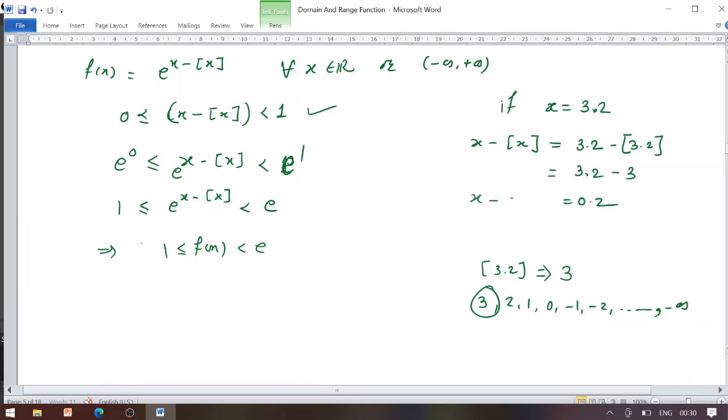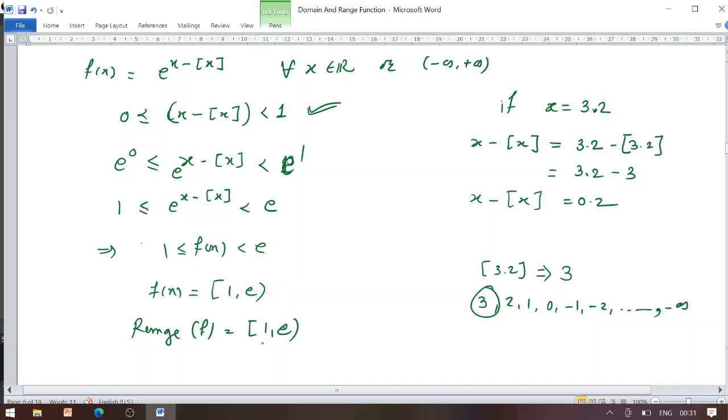So the value of x minus the greatest integer value of x is always greater than or equal to 0 and strictly less than 1. As per that, f of x belongs to the semi-closed interval 1 comma e. So the range of the given function f is the semi-closed interval 1 comma e.